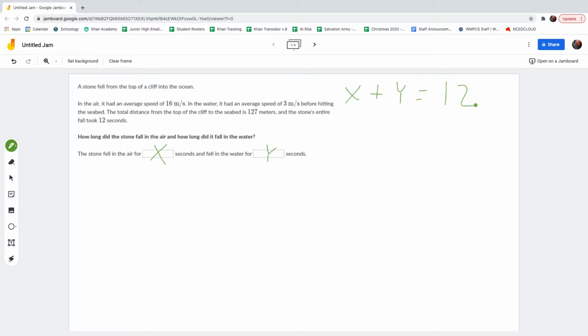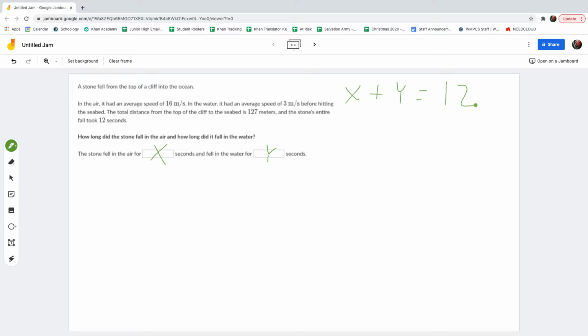Now, the next equation is a little bit different, and you've got to think back to what you probably did last year in science. There was something called the distance formula. I'm going to paraphrase: if you know how fast something is traveling, its actual speed, and you multiply that speed by the time you're traveling, you'll get the distance.